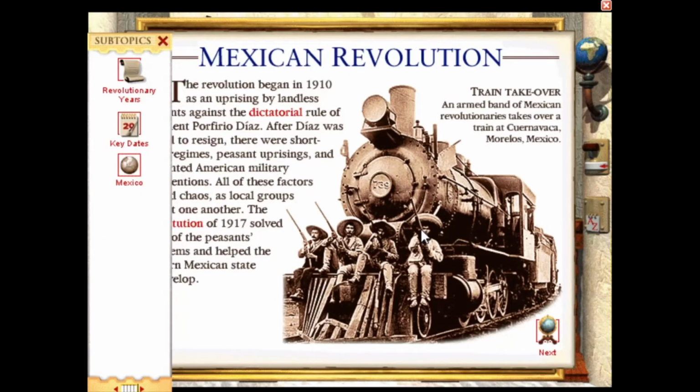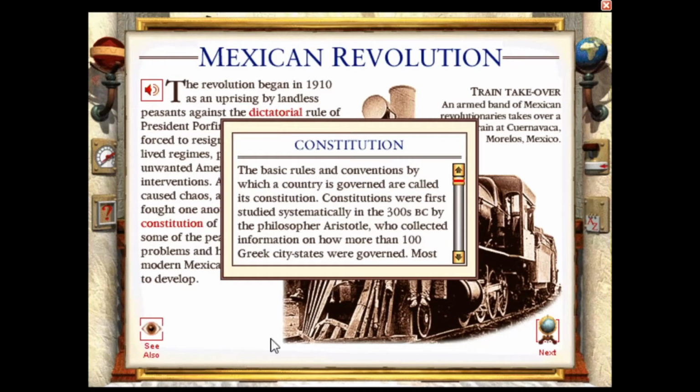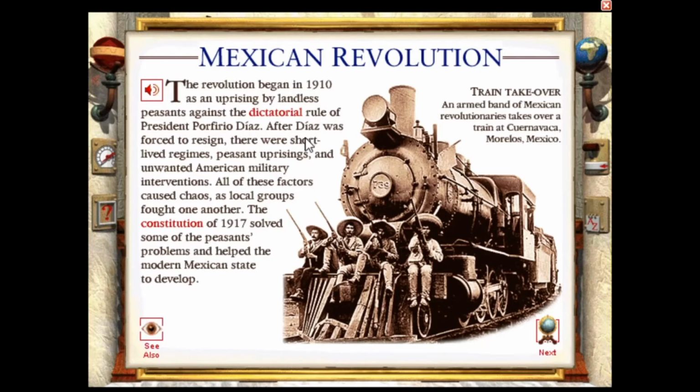Mexican Revolution. Oh, the revolution began in 1910 as an uprising by landless peasants. Oh, why is it The revolution began in 1910 as an uprising by landless peasants against the dictatorial rule of President Porfirio Diaz. After Diaz was forced to resign, there were short-lived regimes, peasant uprisings, and unwanted American military interventions. All these factors caused chaos as local groups fought one another. The Constitution of 1917 solved some of the peasants' problems and helped the modern Mexican state to develop.